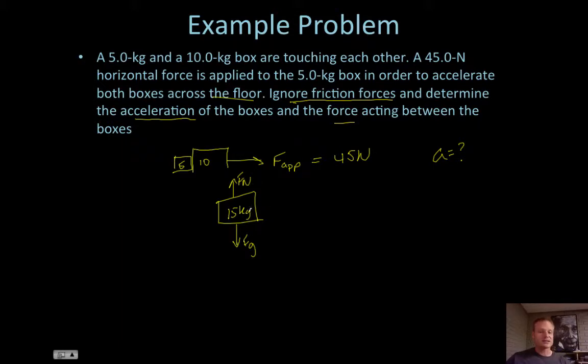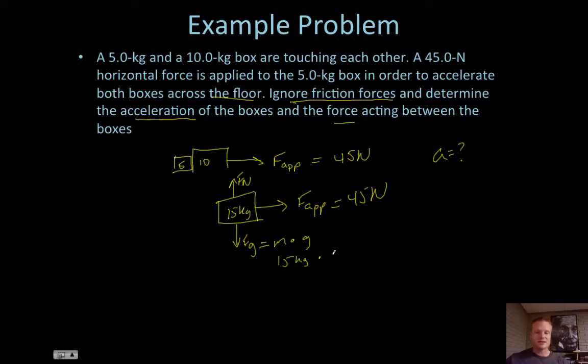Now what else is touching this box? Well, this applied force is touching the box, or creating a force on the box. So someone must be pushing it, or something must be pushing it. And we know that this applied force is 45 newtons, right? Can we calculate the force of gravity? Yes, we can. The force of gravity is basically mass times the acceleration due to gravity on Earth. And so the mass is 15 kilograms.